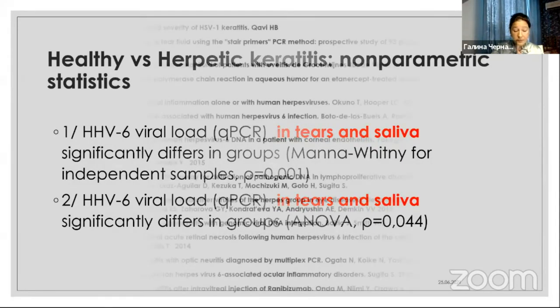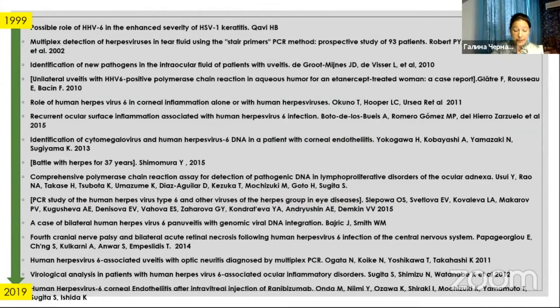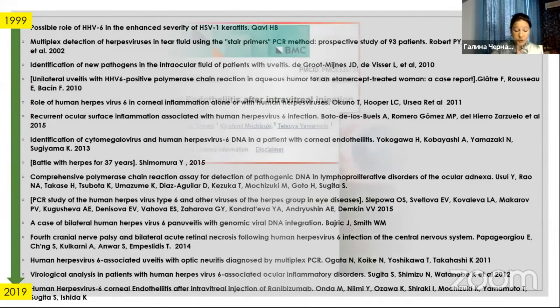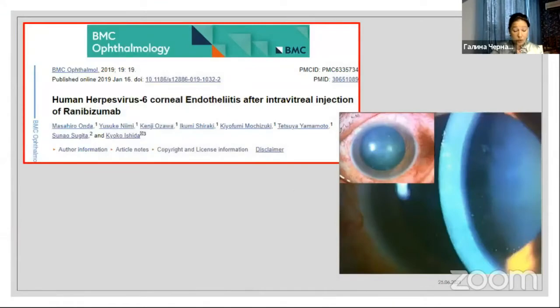A role of this virus in eye inflammation development has been widely discussed in literature since the first publication in 1999 by Kawai till the publication by Onda in 2019, who reported a clinical case of endotheliitis development caused by this virus after intravitreal injection of ranibizumab.